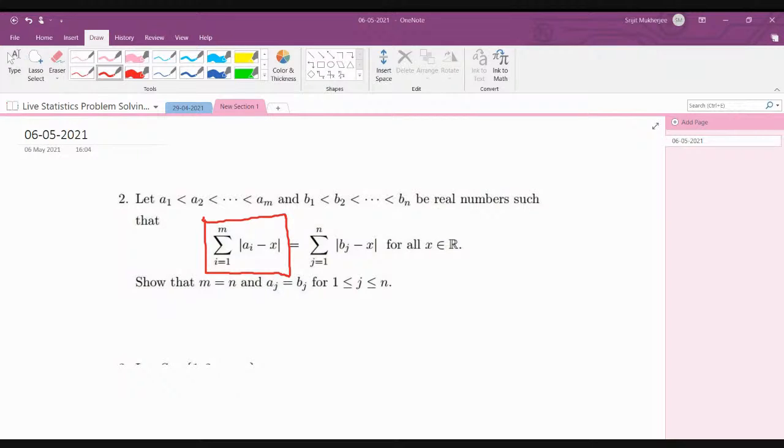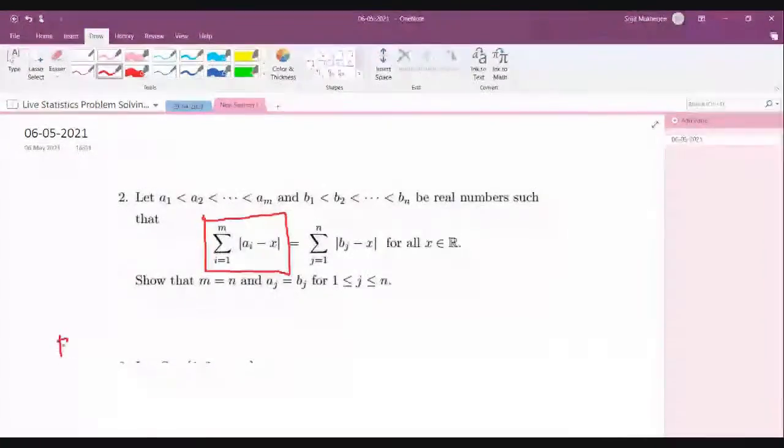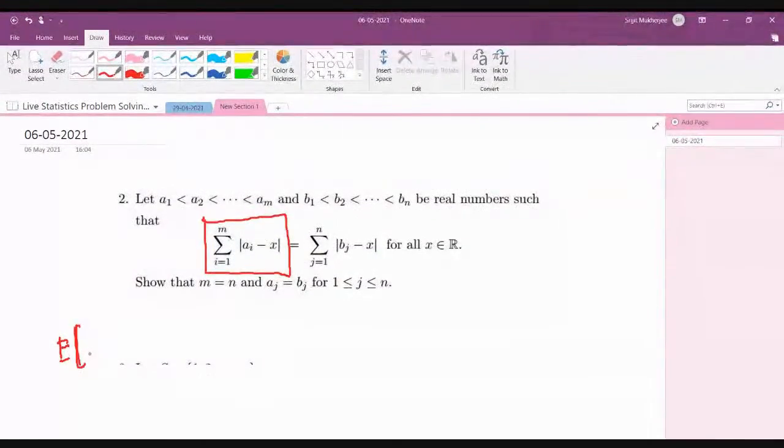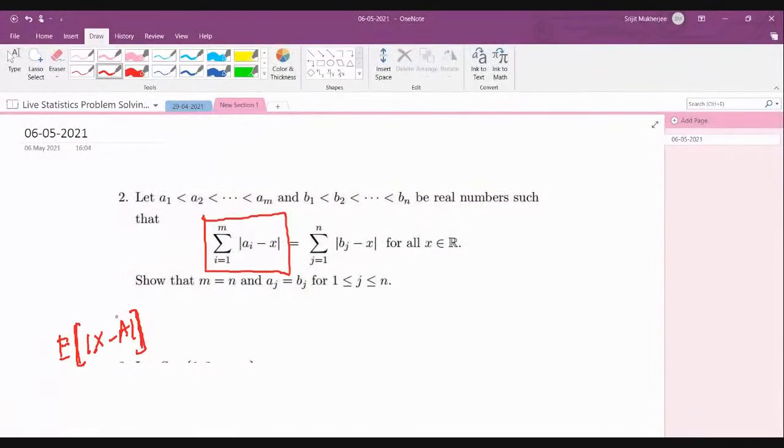In terms of statistics, it's actually the expectation of modulus of X minus A in some sense, where each of them is given a weight of 1 by N. So that is the idea. It's like the sum of absolute deviation.